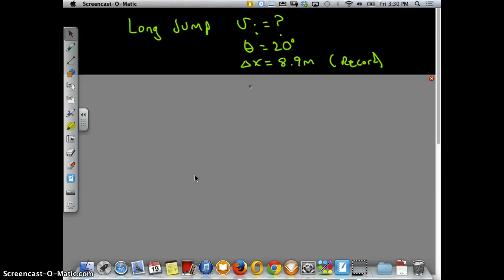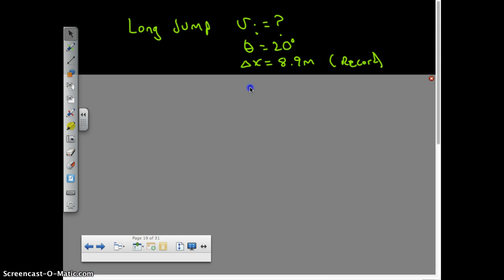Okay, let's take a look at a little more complicated projectile problem. Let's say someone's going to do a long jump, and they leave the ground at an angle of 20 degrees, and they have a displacement for their long jump, or a total jump of 8.9 meters. That's, I think, pretty close to the Olympic record. That's not a lot of information, so this problem ends up being a little bit trickier.